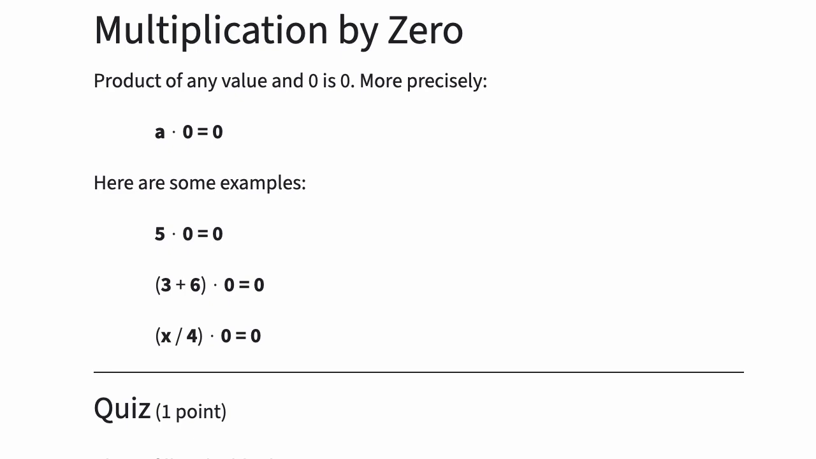The product of any value and 0 is 0. More precisely, 8 times 0 equals 0. Here are some examples. 5 times 0 equals 0. 3 plus 6 times 0 equals 0. And x divided by 4 times 0 equals 0.